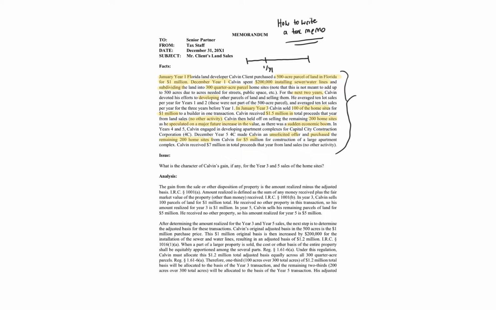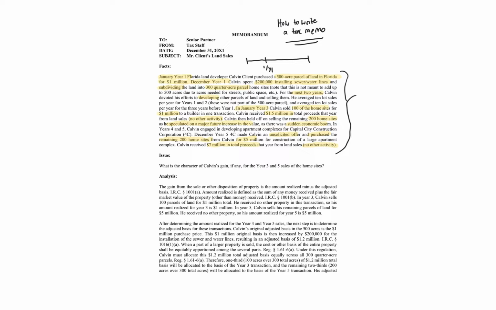Now, Calvin received $5 million that year from this transaction, this sale of the 200 home sites, but received $7 million in total proceeds. Again, that's including the $5 million, but then there's other activity as well. And then that's all Calvin received in terms of income for the year, no other activity. So those are the facts. Again, if you're not really too sure, go back, draw a timeline.